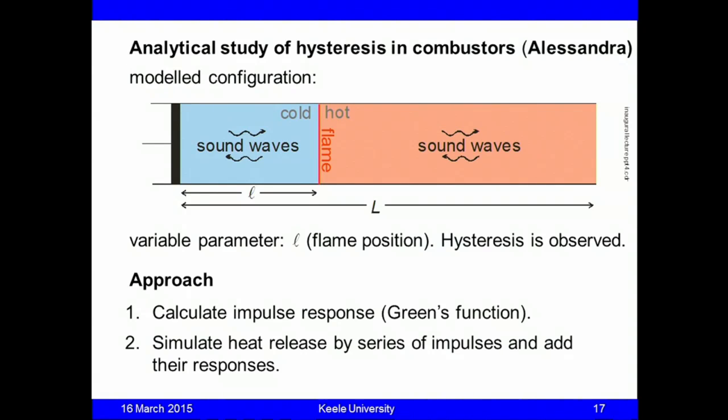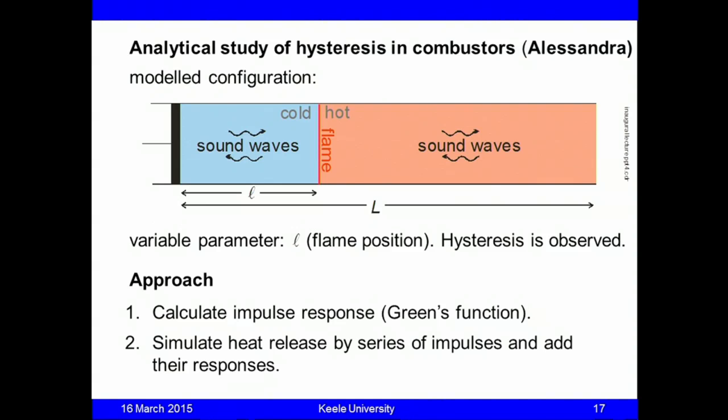So let me explain that in a nutshell. The Green's function is an impulse response. So imagine you have this configuration, and you set up a tiny little impulse, a sort of a very short heat release impulse, and that creates a sound wave. And this sound wave, which is the response to this impulse, is called the Green's function, and for geometry like this, it can be calculated mathematically. So that's step one of the approach, and in step two, the actual heat release from the flame is simulated by a series of impulses, and I'll explain that better in the next slide.